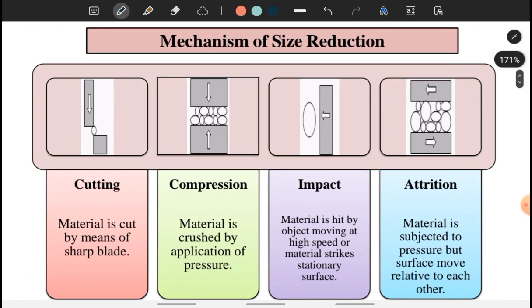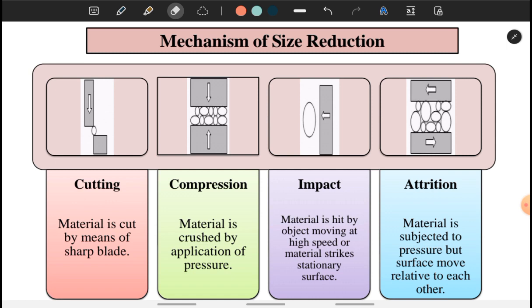Next is mechanism of size reduction. There are four mechanisms of size reduction. First is cutting. In cutting the material is cut by means of a sharp blade. You can see that this is a blade, and the material is placed in between the surface and the blade, and it is cutting down. So the size is reduced with the help of the blade, or you can use a knife for the size reduction.